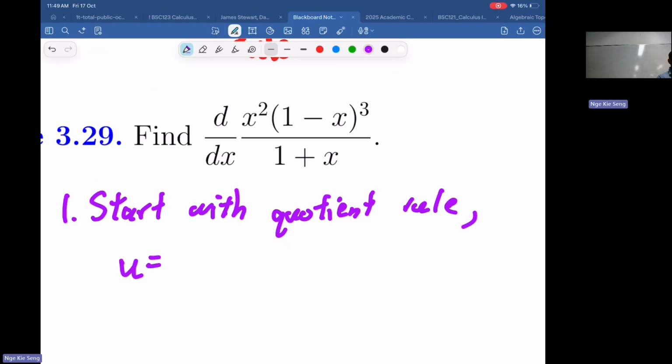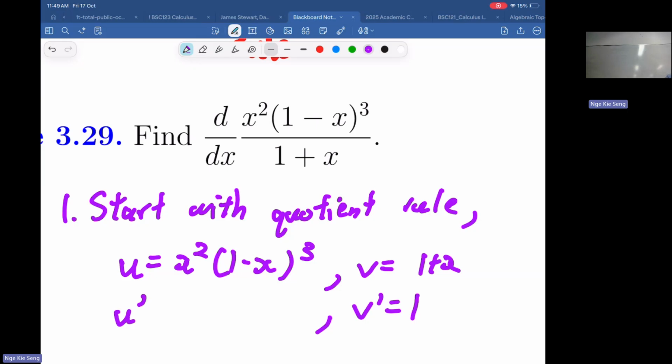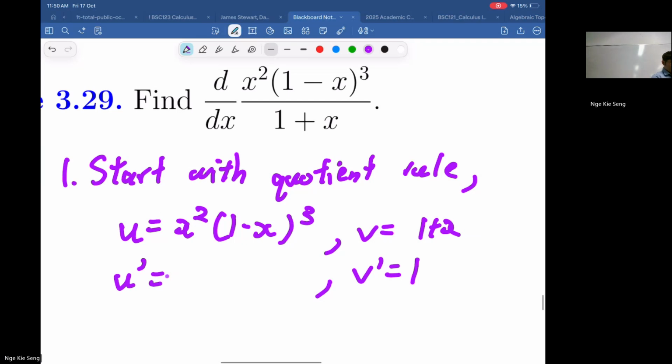Okay, so I start with u equals x squared times 1 minus x cubed, and then v is 1 plus x. Okay, but you realize that when you compute u prime it involves products. Correct? Do you know what the product here is? x squared and 1 minus x cubed. Okay, so you involve product rule here. So finding u prime involves product rule.